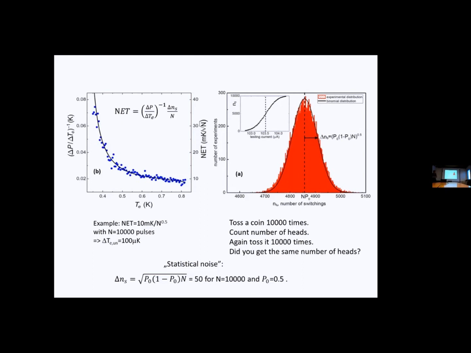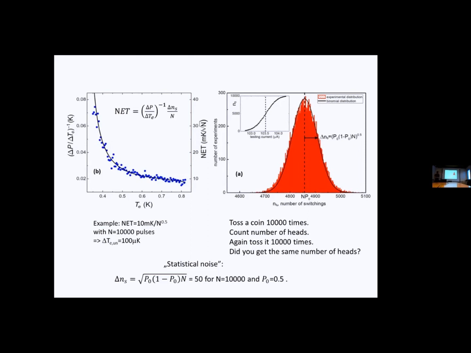We now call this analogy. This is experimental data measured for a junction, that this is tossing a coin. So just toss a coin 10,000 times, count the number of heads, toss it again, and perhaps you got not the same number, not 4,800, but maybe this time 4,950, and another time 5,005. So each time you repeat this experiment, you get a slightly different number.